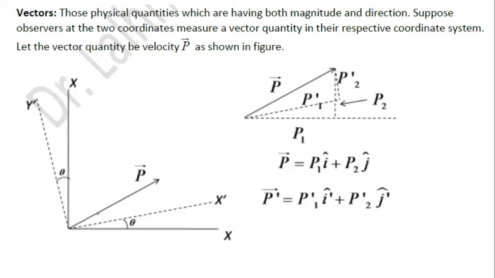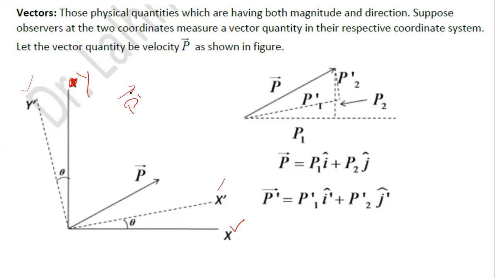So let's say we have a vector quantity called p vector here in this xy coordinate. Let's say we have a vector quantity p vector, and we can measure the same vector in x prime, y prime coordinates, and we call that vector we measure in the prime coordinates p prime.